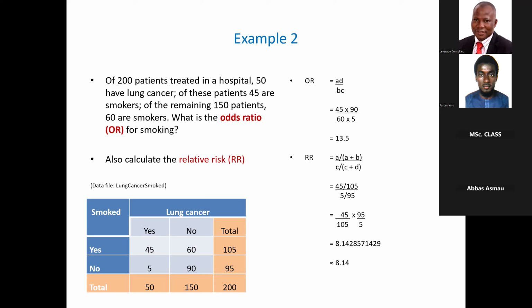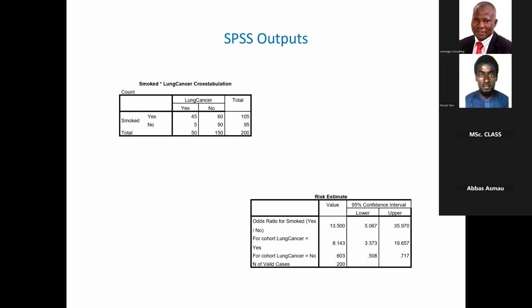That's ordinary algebra. Which do you find difficult? There is 13.5. The odds ratio is 13.5. If we calculate relative risk for the same thing, it gives you 8.14. Though in this situation you cannot calculate it by hand, the computer will calculate it for you. They are calculated here because I want to use them to explain some things for you.